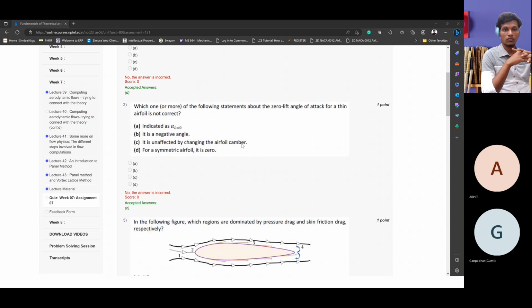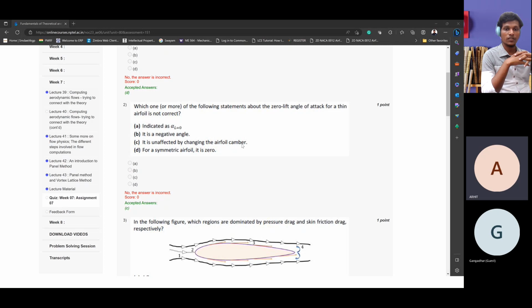The first one is true. We represent the zero lift angle of attack as alpha L equals 0. It is a negative angle for a positive camber airfoil, you know that, right? Yes, sir. But here, it is not mentioned whether it is positive camber or negative camber. In that case you can raise a query, but the first option A is correct, so that is not your answer. It is a negative angle only for the positive camber.